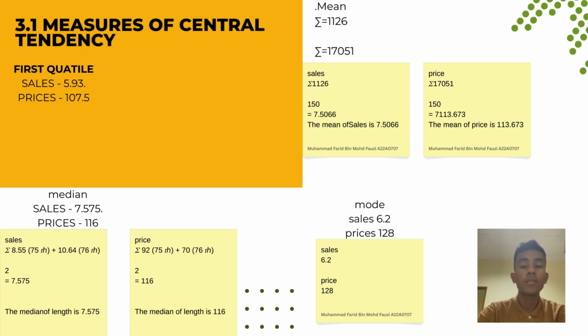The median of sales is 8.55 plus 10.64 divided by 2. The median of sales is 7.575. The median of price is 90 plus 70 divided by 2. The median of price is 116. The mode of sales is 6.2. The mode of price is 128.